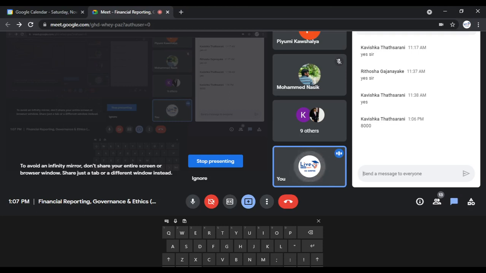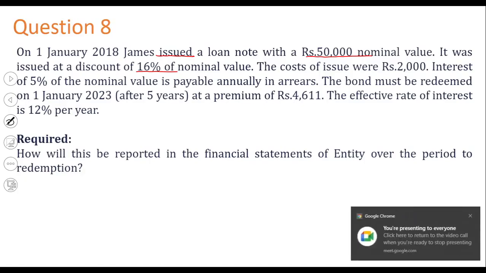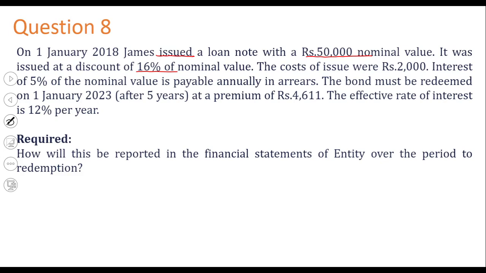But I am bound to pay how much? 50,000. When I am paying back the loan I need to pay 50,000 again. Right? Clear? Okay, so 50,000 nominal value, it was issued at a discount of 16%. The cost of issue was 2,000.